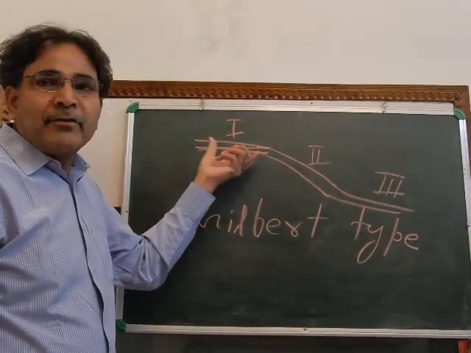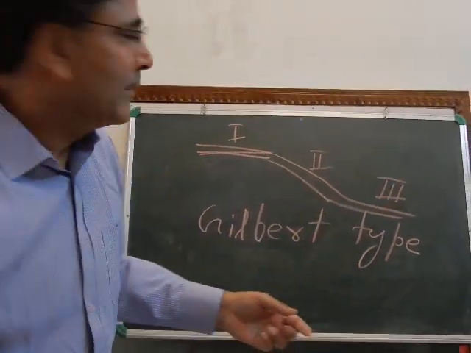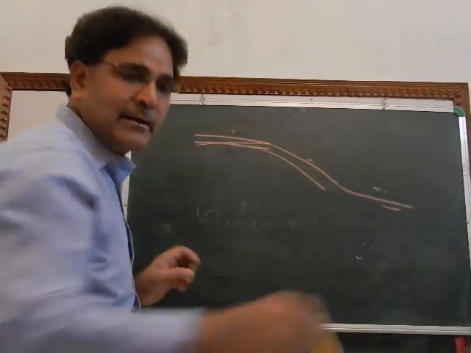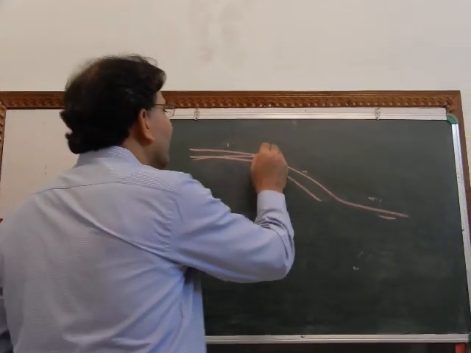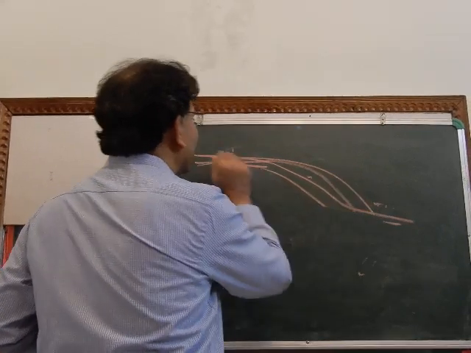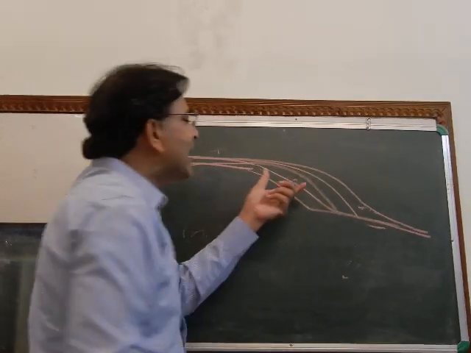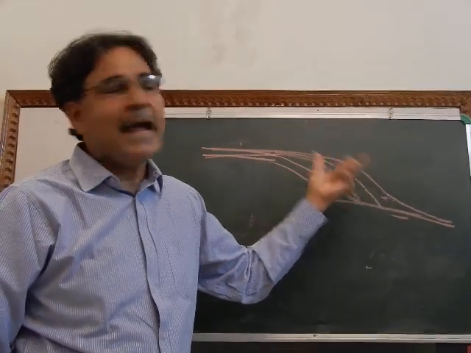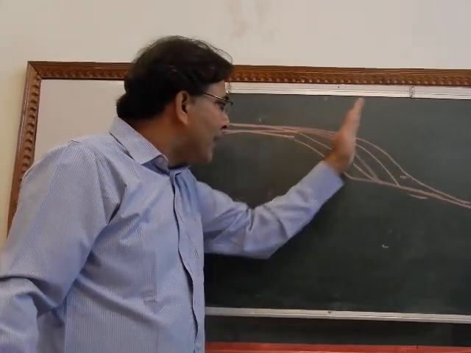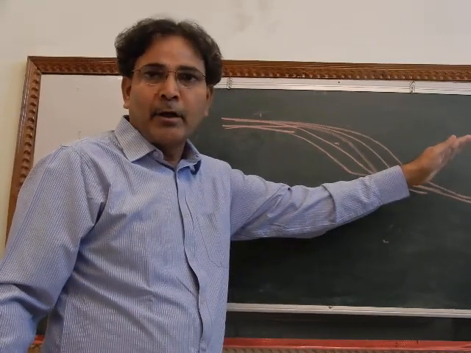If all three components of a delta, topset, foreset, and bottomset, are present, what happens is that the delta progrades like this, keeps on moving, and over a period of time the delta completely fills the standing water body. So the delta is prograding, that is, building out from the continental part towards the ocean.